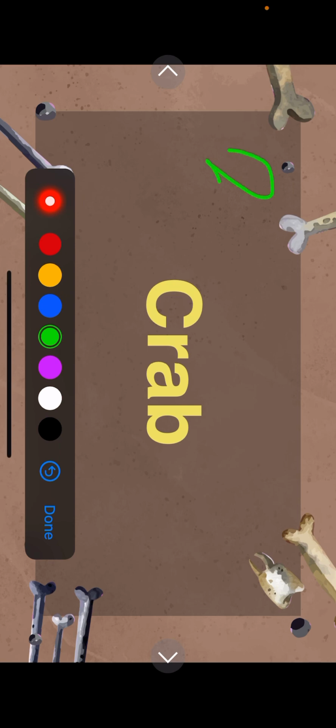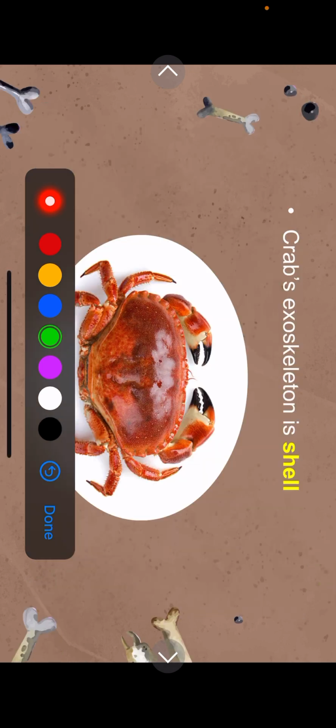The third animal is the crab. I think some of you like it. I like it too, it is so nice. Boys and girls, the crab's exoskeleton is a shell. Like what? Try to remember. Right, like the snail. So the crab's exoskeleton is a shell, like the snail.